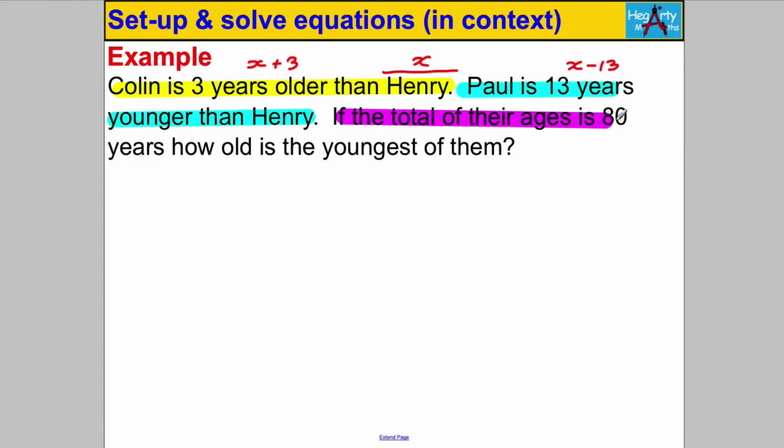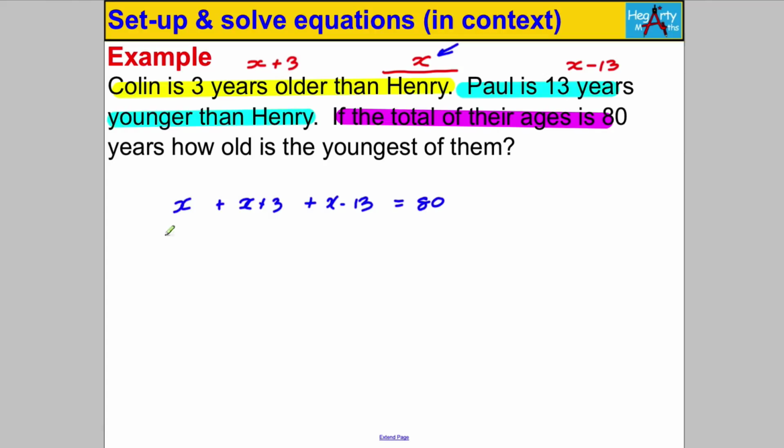It says the total of their ages is 80. So let's take Henry's age, which is x. Let's then take Colin's age and add it together, which is x add 3. And let's take Paul's age, which is x subtract 13. It said the total is 80, so if you add them up, you get 80.